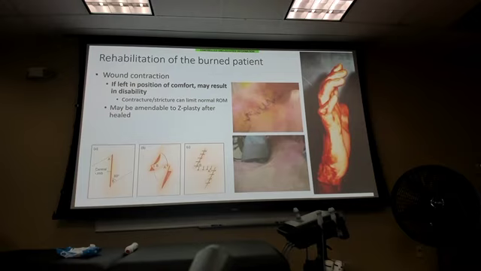This is really going to be from a reconstruction, like a plastics team. A general surgeon and a burn surgeon isn't going to be doing this. You will have specific plastic surgeons who just specialize in burn reconstruction. So these are very, very, very specialized plastic surgeons who do this. So it's called a Z-plasty.